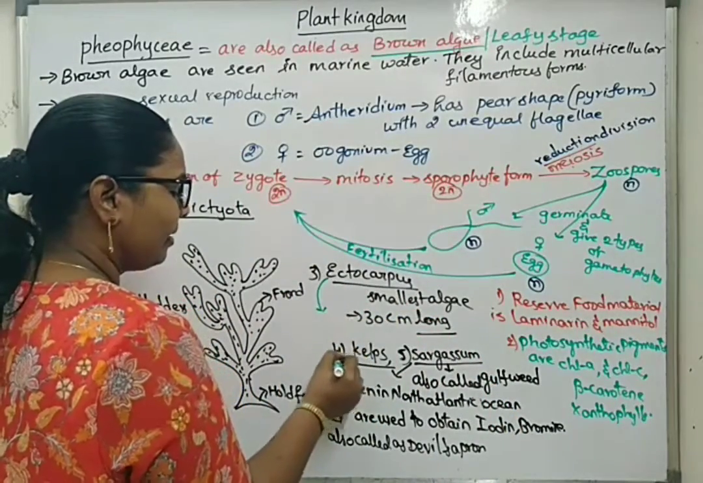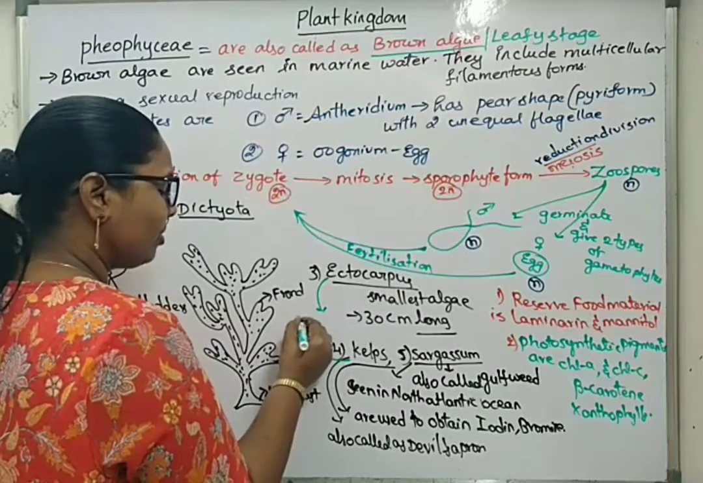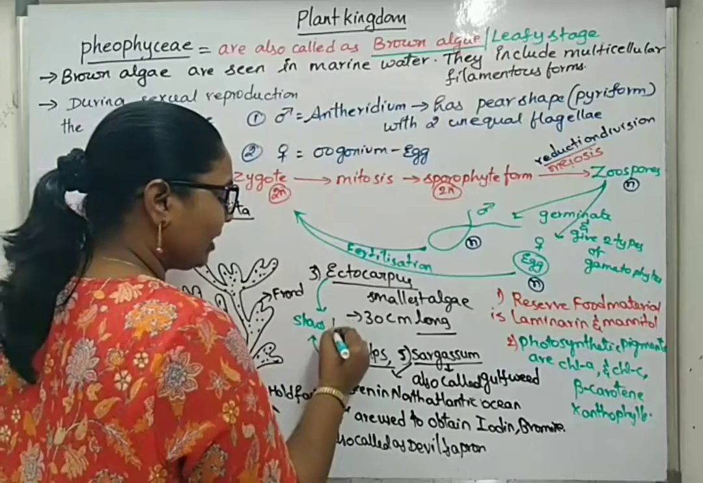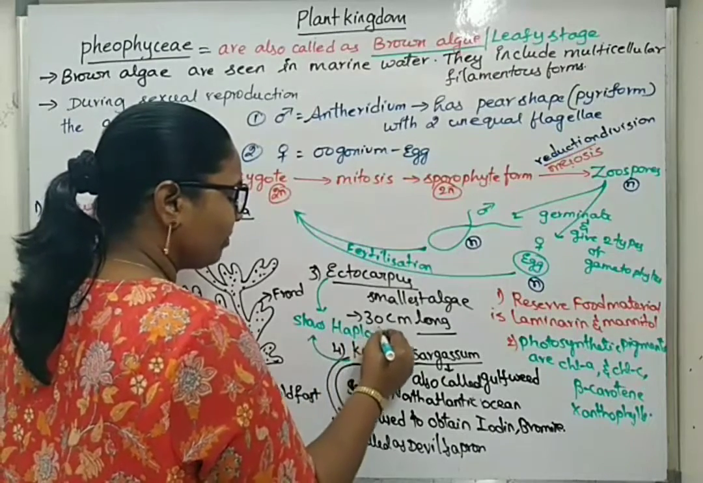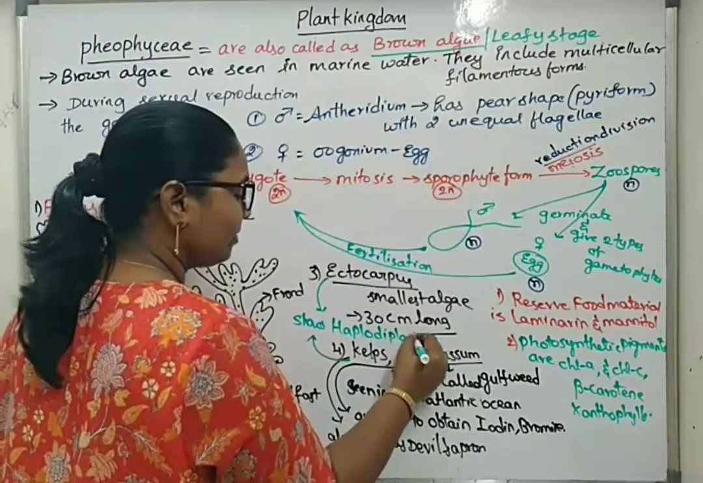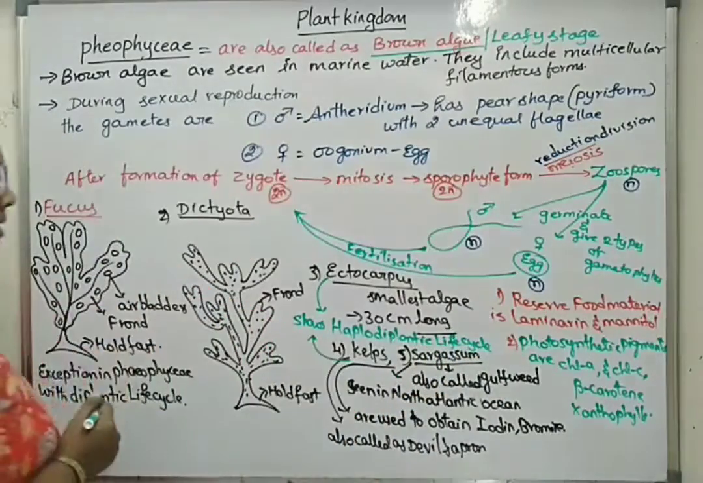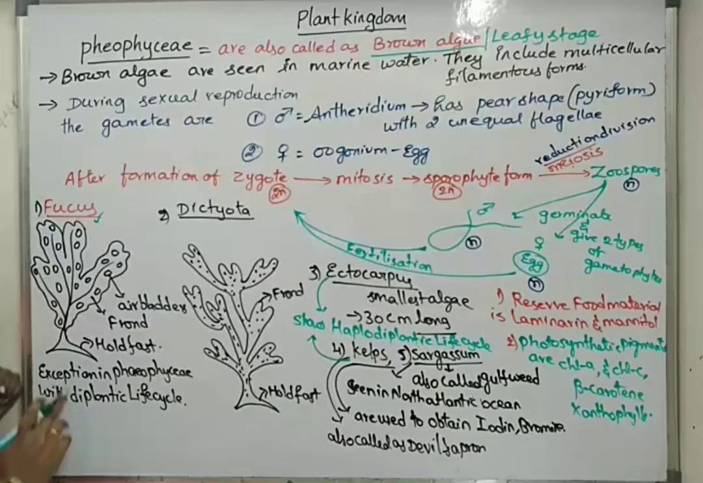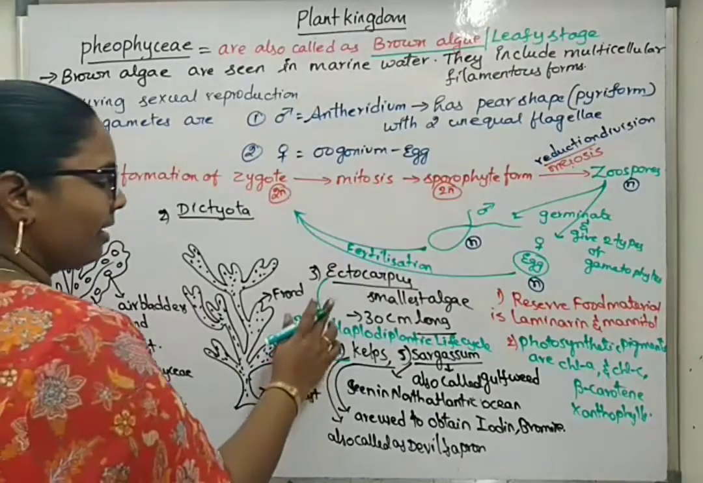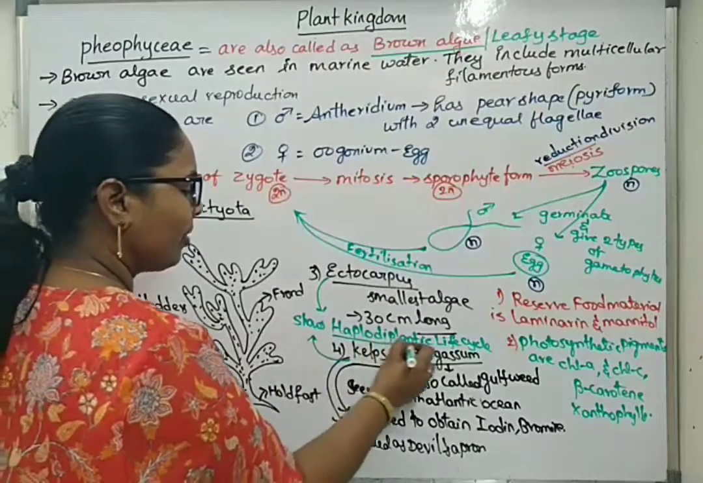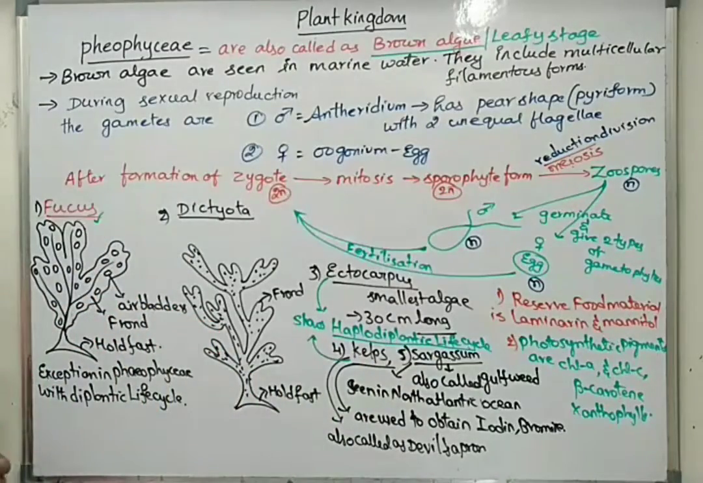Ectocarpus and kelp both show haplodiplontic life cycle. So we have seen Fucus exhibiting diplontic life cycle. What is important for MCQs: Ectocarpus and kelp exhibit haplodiplontic life cycle.